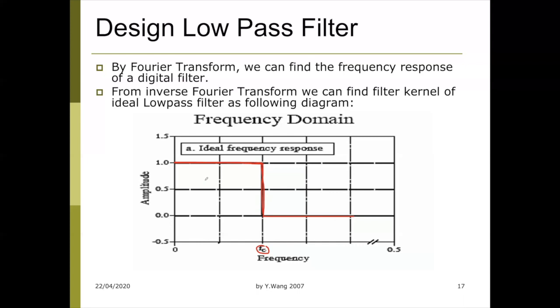All right, so what we can do is, this is the frequency domain, so we take an inverse FFT. Inverse FFT is basically saying, I want to find the time domain signal of that. Then we can use that time domain signal as a filter kernel to convolve with the signal, and we will end up with this ideal filter.